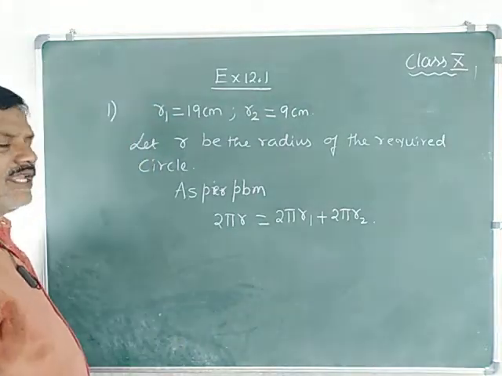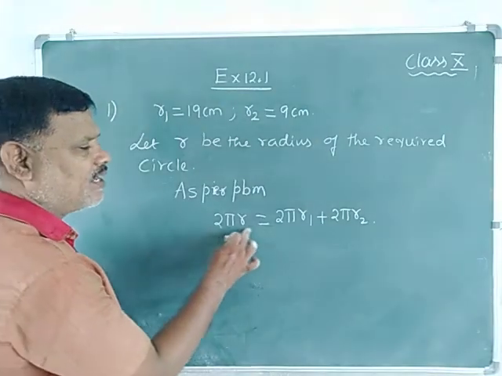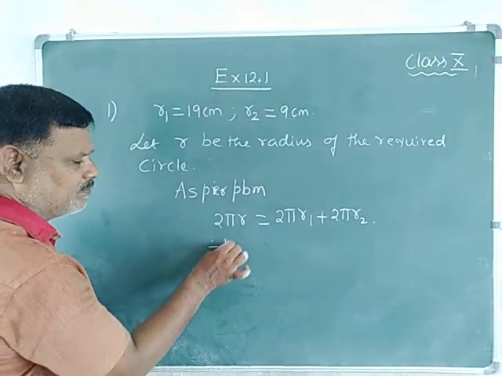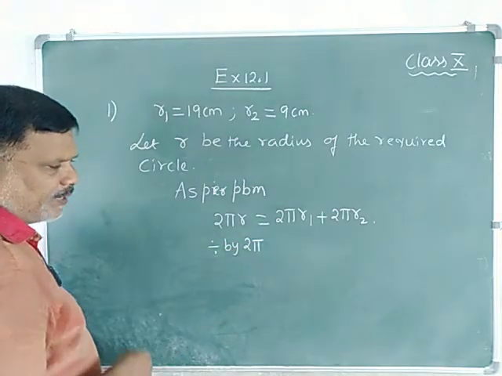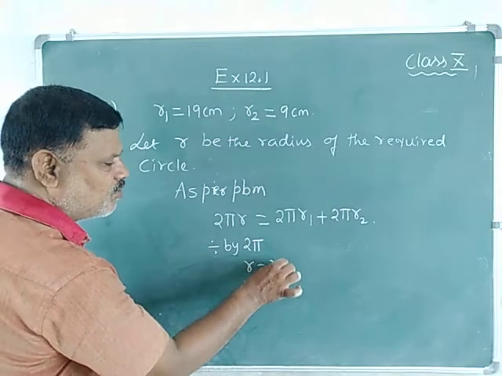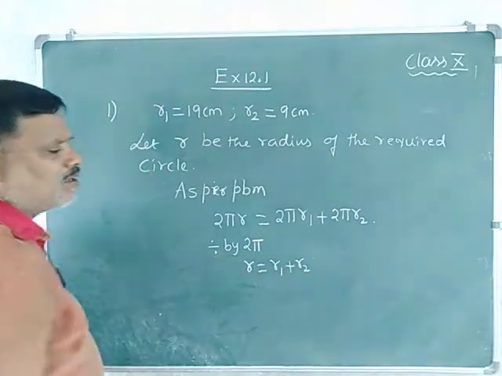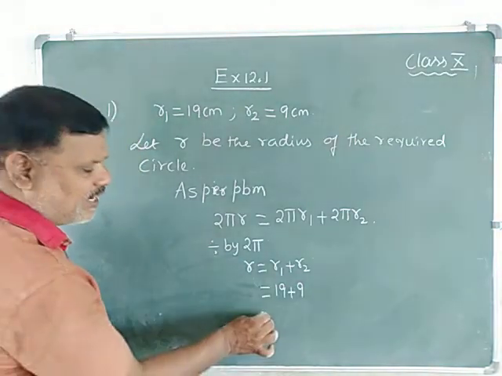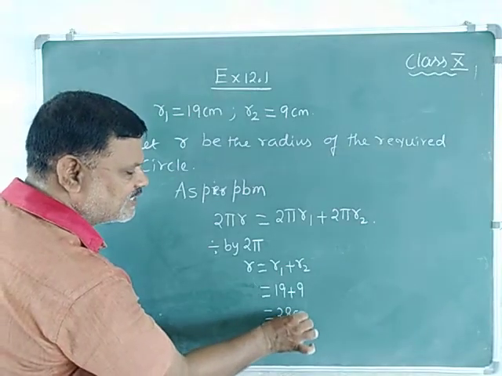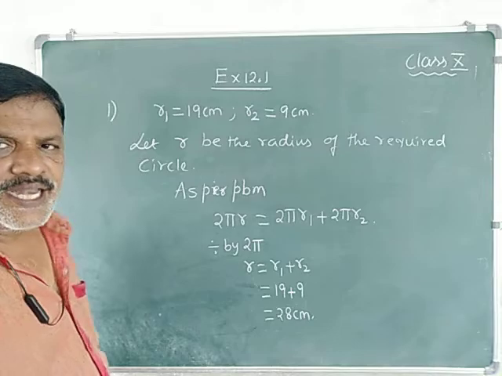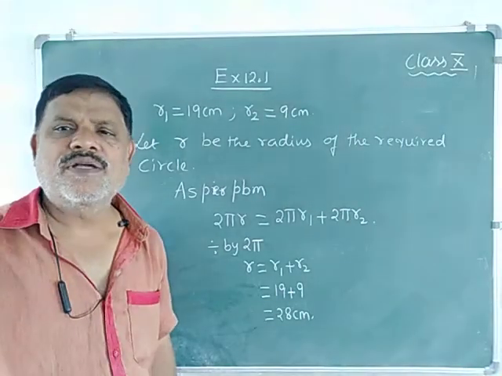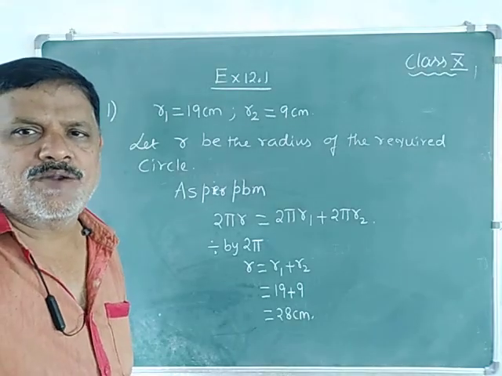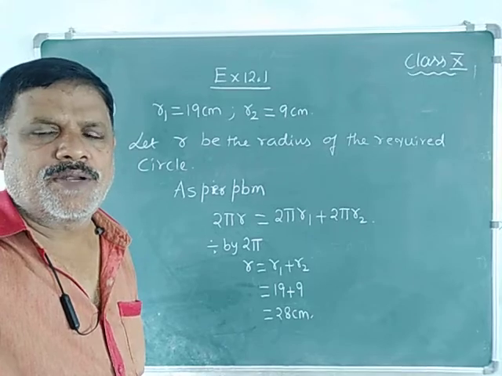Now we get an equation: 2 pi r equal to 2 pi r1 plus 2 pi r2. In all these we have 2 pi as a common term, so we divide the equation by 2 pi. We get r equal to r1 plus r2. R1 is 19 and R2 is 9, which gives 28 centimeter. Therefore, the radius of the required circle is 28 centimeter. So this is the solution for problem number 1. Now we move on to problem number 2.